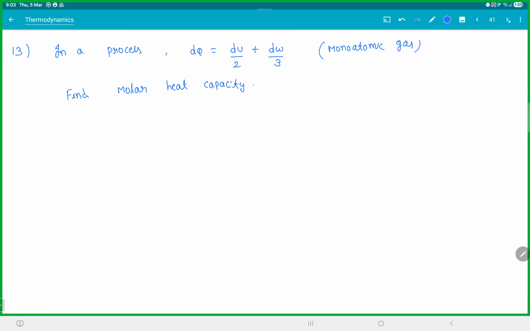Now understand that the first law of thermodynamics, dQ is dU plus dW, is always valid. And he's saying other than that, this is also valid. I think I'll give you a minute. It's an easy one, but yeah, you have to know how to handle it.